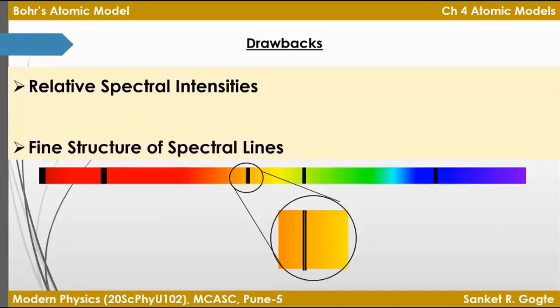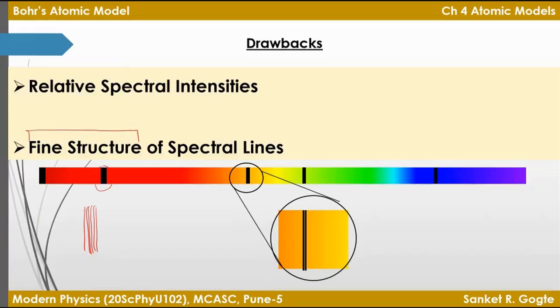The second drawback is, even when we consider a spectral line, this is a spectral line as we see it. But if we look more closely, at the spectrum at higher resolution, what we observe is that one spectral line is actually made up of two very fine spectral lines, or even in some cases more than two. So this line may not be a single line, but may be made up of multiple lines. Since they are closely spaced, when they are not observed with good resolution, it looks like just one line. That is called the fine structure of the spectrum.